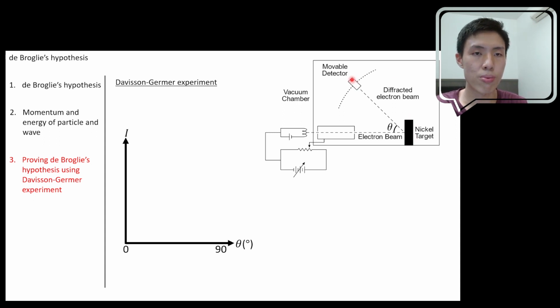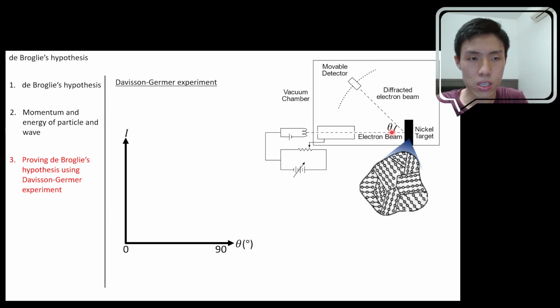Then we are going to have a movable detector. This detector allows us to measure the intensity of the electrons that get deflected off at different angles. From 0 degrees to 90 degrees, we can adjust our detector to see where the electrons get scattered to. Okay, so this is the setup viewed from a top view.